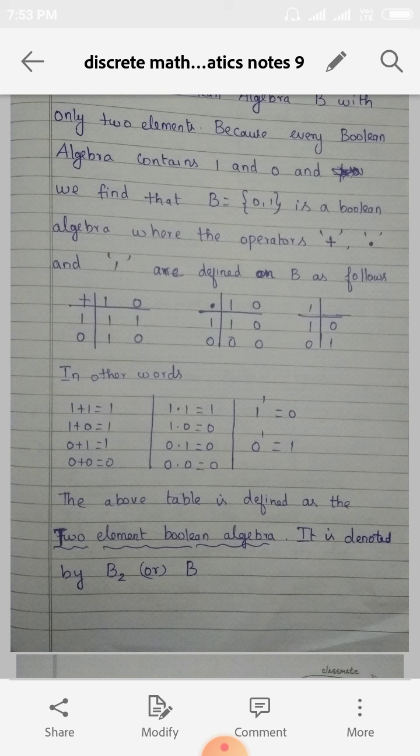And next one, negation. See the negation. 1 negation is 0, 0 negation is 1. Complement: 1 complement is 0, 0 complement is 1. So this table can be written otherwise.